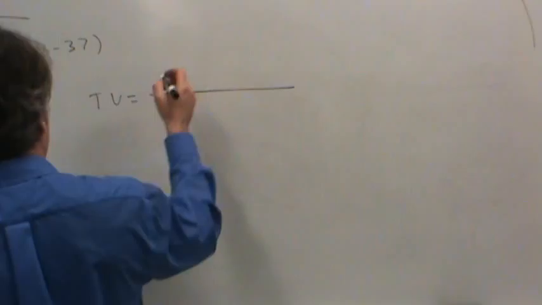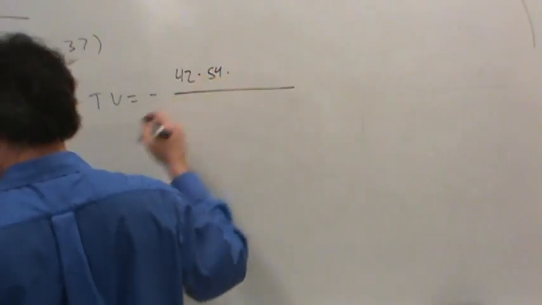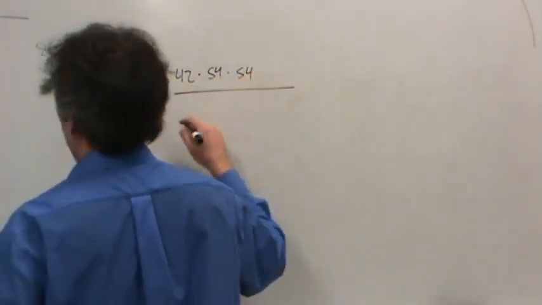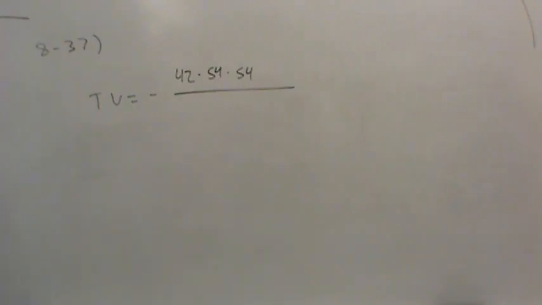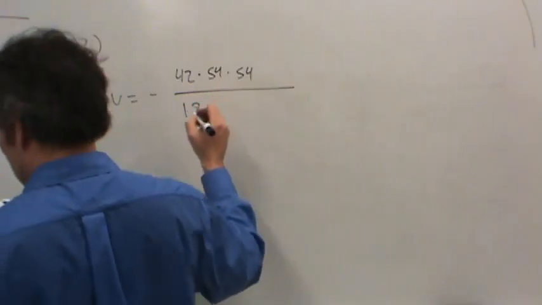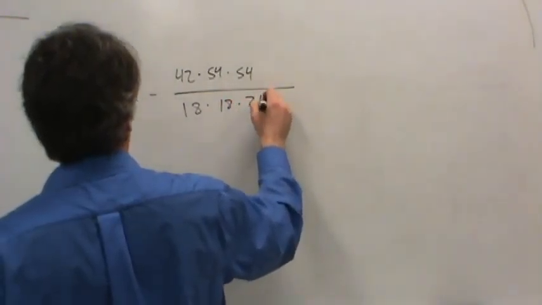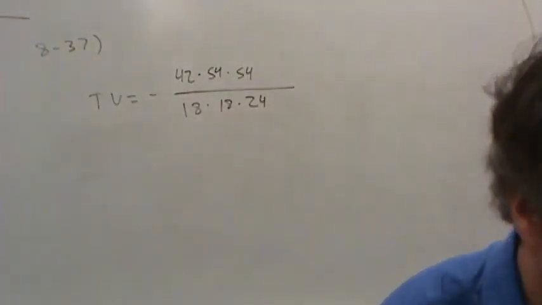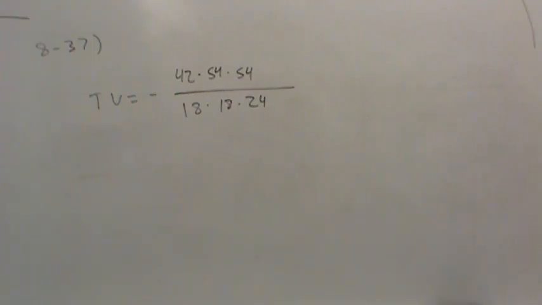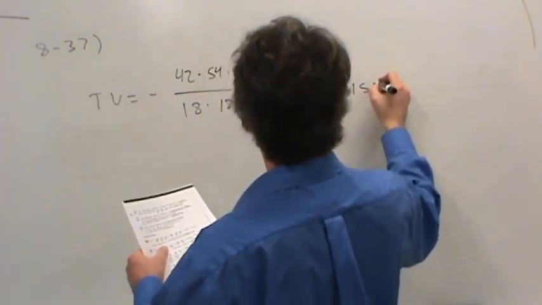Okay, so driven gears, you guys told me that was B, D, and F. I agree. B, 42. D, 54. F, 54. And then we need to take the product of the number of teeth in the driving gears. You guys said those were A, C, and E. I agree. So 18 is for A, 18 is for C, and 24 is for E. So when you plug all this in, what you find is that the train value is negative 15.75.